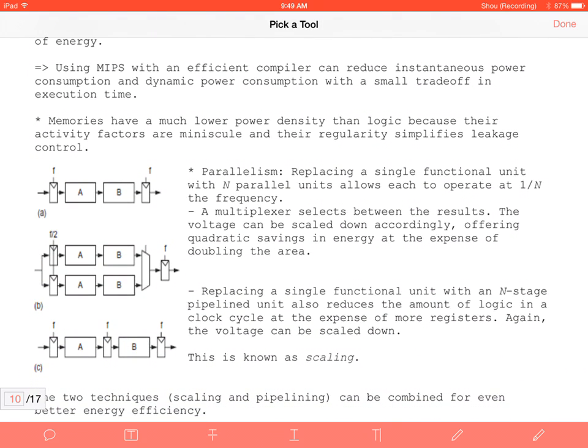Memories have much lower power density because their activity factors are significantly lower. So what we're doing here is, if we have 2 parallel processors running simultaneously, you can cut the frequency down by 2. If you're doing the same task, then you can cut it in half and get it done in the same amount of time with half the frequency. And since we know that dynamic power is directly proportional to frequency, you get a trade-off of half the power for twice the area. So then you go to your customer, and if they're willing to make that trade-off in area versus power consumption, then you can go with that.